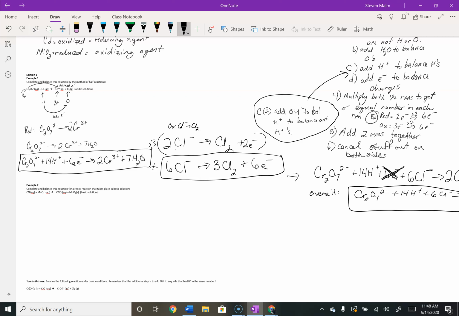So I wrote that kind of wrong. And our goal is to actually balance out the H plus charges. So we'll see how that works out here in a second. All right, so let's start.